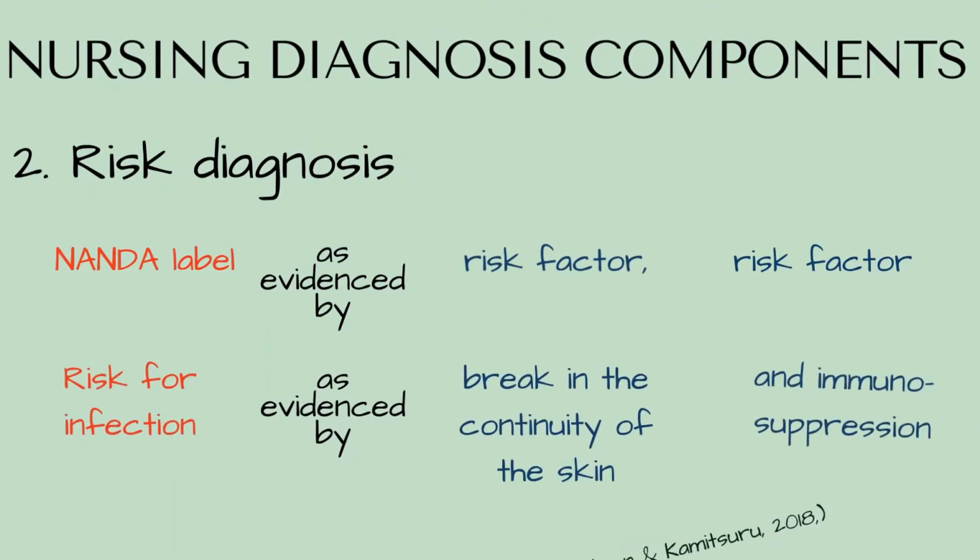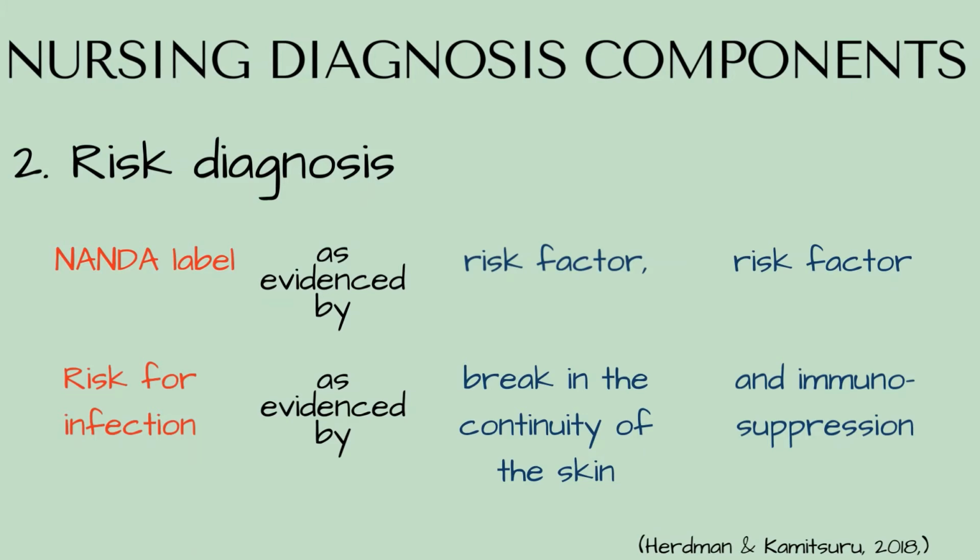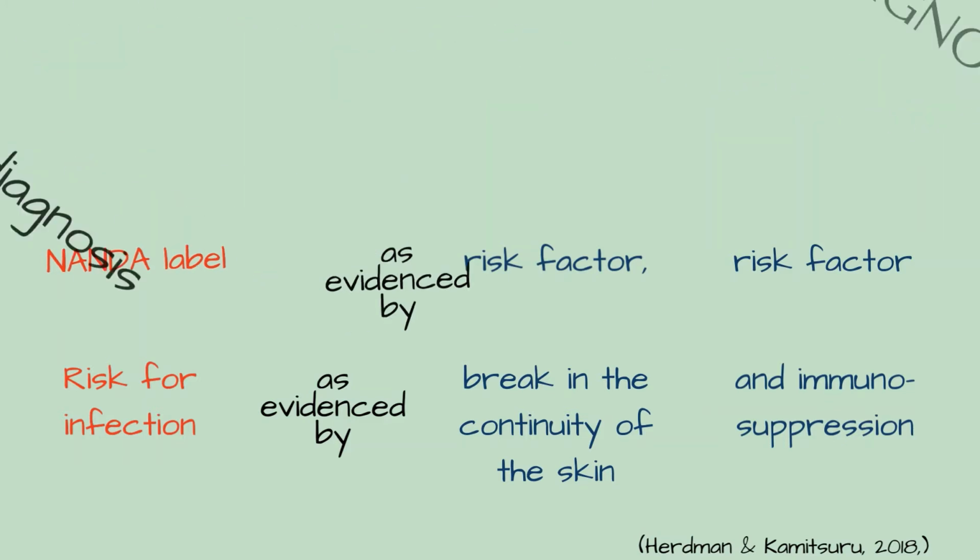The risk diagnosis has two components: the NANDA label and the risk factors. It takes the format NANDA diagnostic label as evidenced by risk factors. Because the problem has not yet occurred, this type of diagnosis has risk factors, not manifestations. An example of a risk diagnosis is risk for infection related to break in the continuity of the skin and immunosuppression. In this example, risk for infection is the NANDA label, and break in the continuity of the skin and immunosuppression are the risk factors which put the patient at risk for infection.